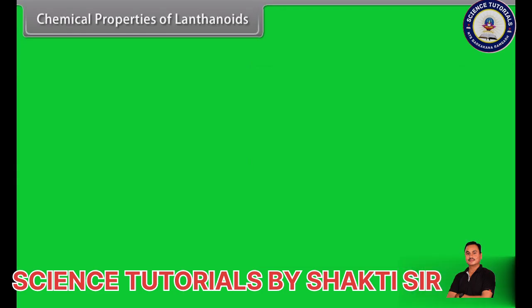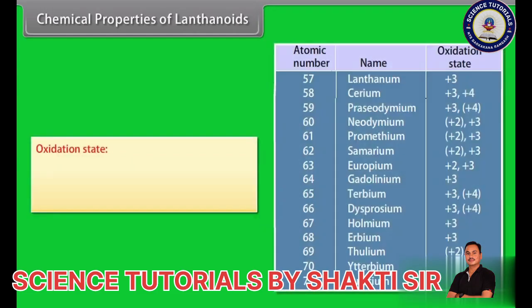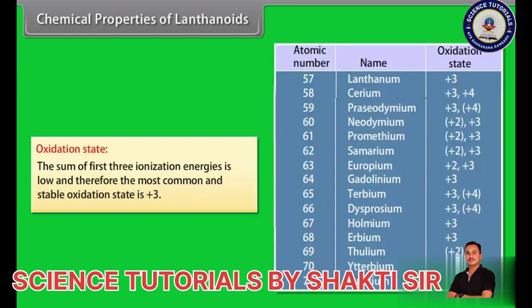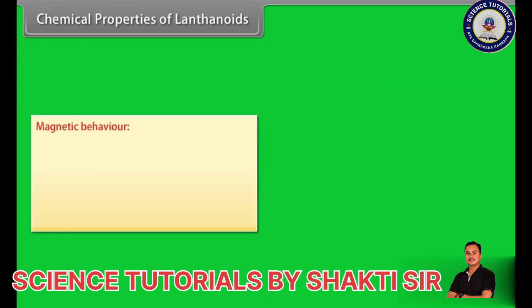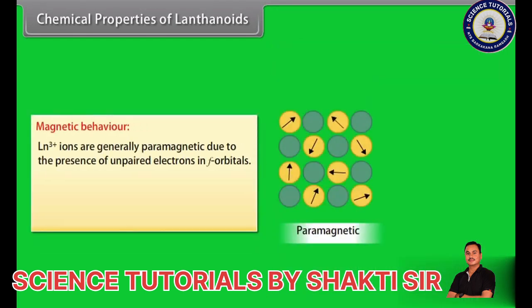Chemical properties of lanthanoids. Oxidation state. The sum of first three ionization energies is low, and therefore the most common and stable oxidation state is +3. Magnetic behavior. Ln3+ ions are generally paramagnetic due to the presence of unpaired electrons in f orbitals.